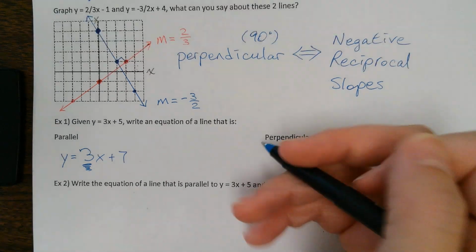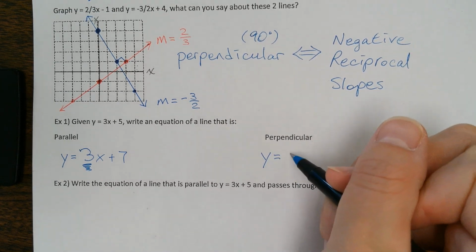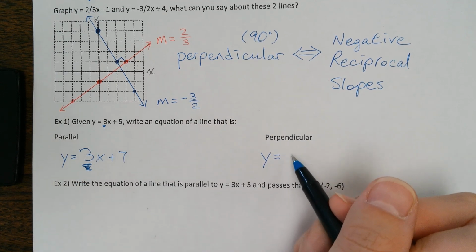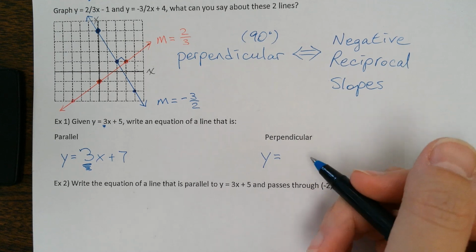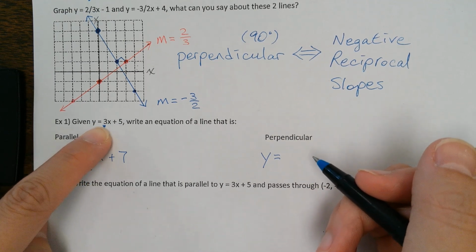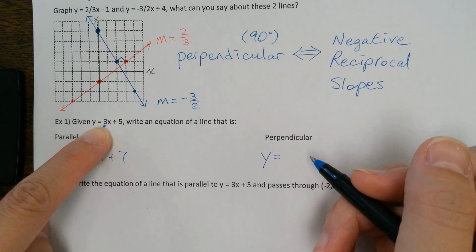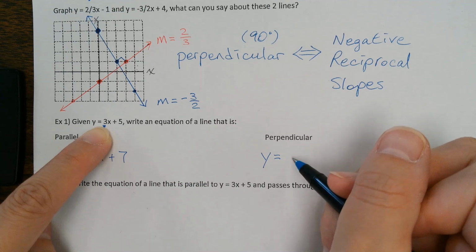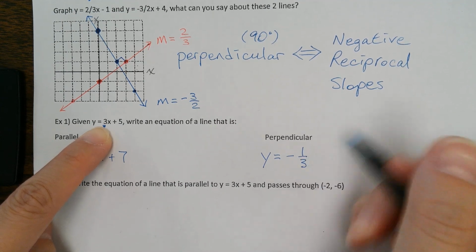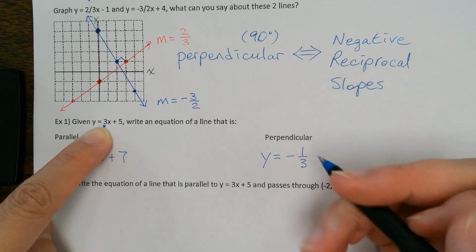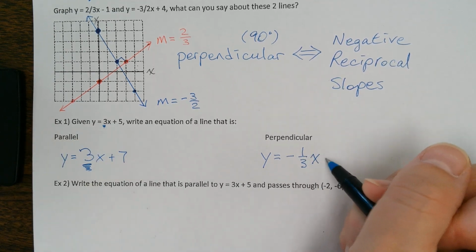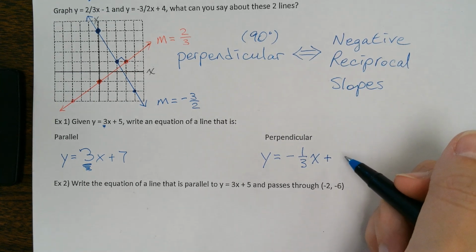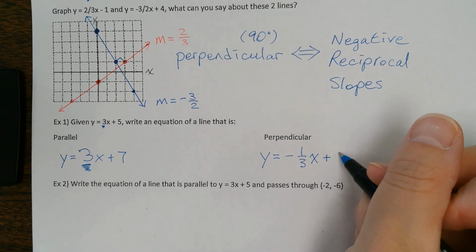Y equals? Okay, so this slope right here is 3. And remember we said if it's perpendicular, it has to be negative reciprocal. So what's the negative reciprocal of 3? Okay, so Petro said negative 3. Negative 1 over 3. Not just negative, but also reciprocal. Right? So negative 1 over 3x. Plus what? 5. Okay, Mohini says 5. I say 10.